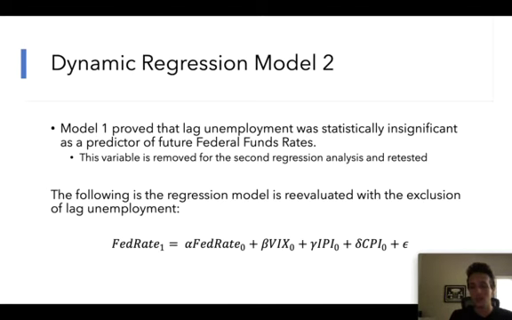The following is the regression model for the reevaluated regression model with the exclusion of the lag unemployment. Again, federal funds rate at time t equals 1 month in the future is a result of the federal funds rate currently, the VIX currently, industrial production index currently, and the CPI currently.